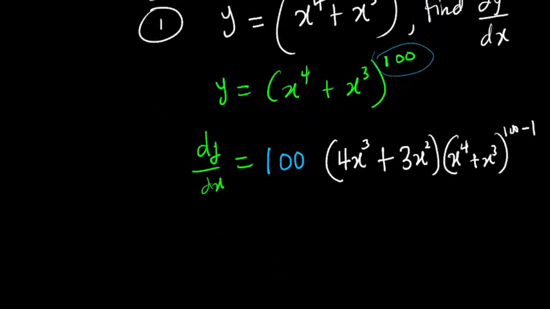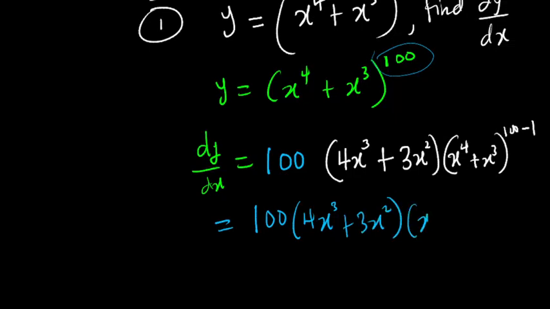So what are we having now? Finally we are having 100 times 4x raised to power 3 plus 3x squared, times x raised to power 4 plus x raised to power 3, raised to power 99. You can see now, with just 2 steps, we are done, instead of wasting time on it.